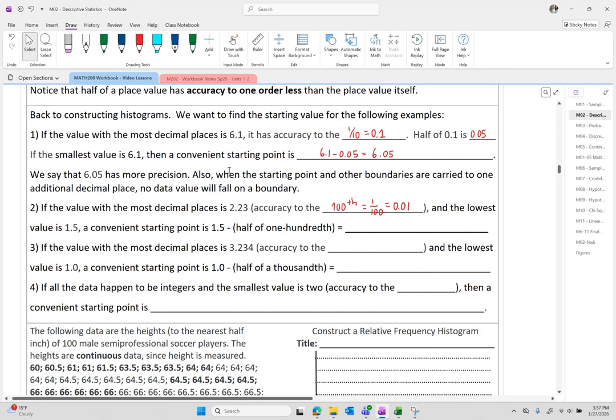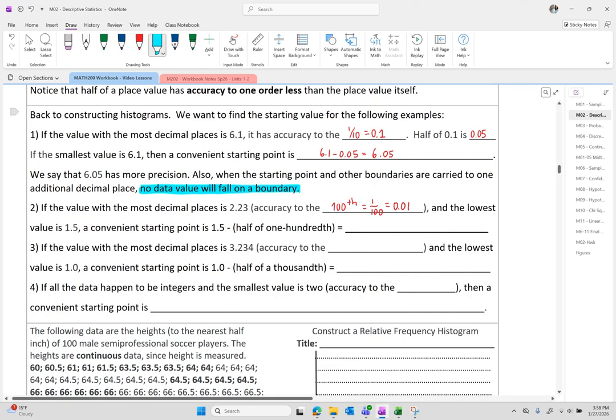Examples. If the value with the most decimal places is 6.1, then this has accuracy to the nearest tenth. I will halve that accuracy, the 0.1, and it will be 0.05. And then if the smallest value happens to be 6.1, I will subtract the 0.05 from 6.1, and I will start at 6.05. 6.05 has more precision than any of our data values. Also, when the starting point and other boundaries are carried to one additional decimal place, no data value will ever fall on a boundary.